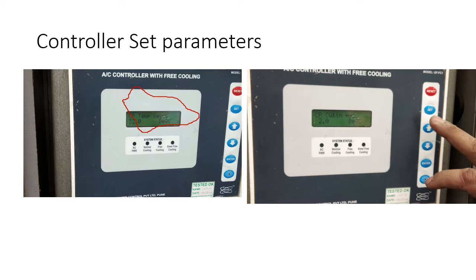Now we have changed our set point to 32 degrees centigrade, and 2 degrees is the hysteresis, so 32 plus 2 is 34. So now the EFC machine will switch on only after 34 degrees centigrade. That is how we are delaying the compressor on time, reducing unwanted compressor hours, and saving energy.